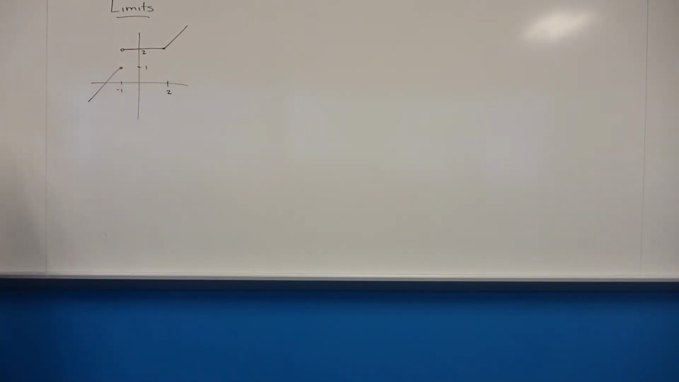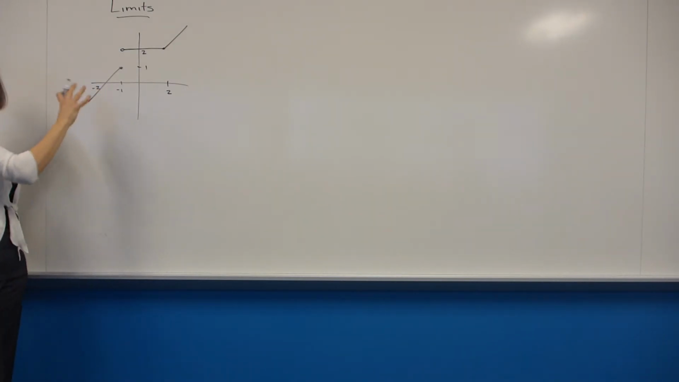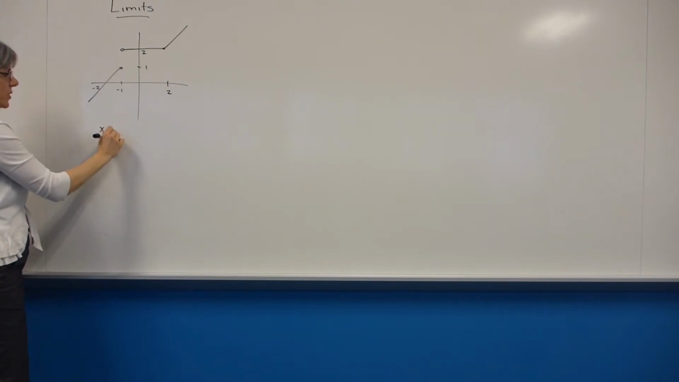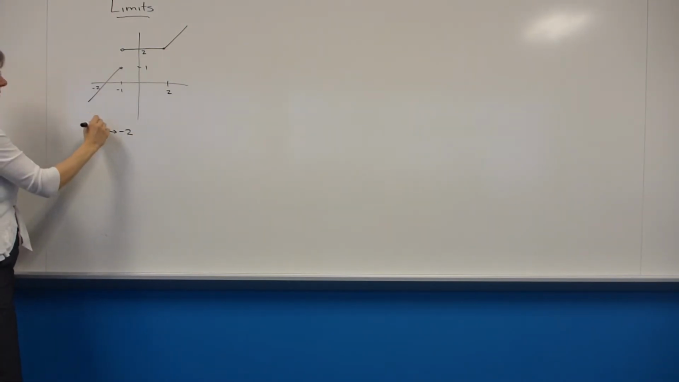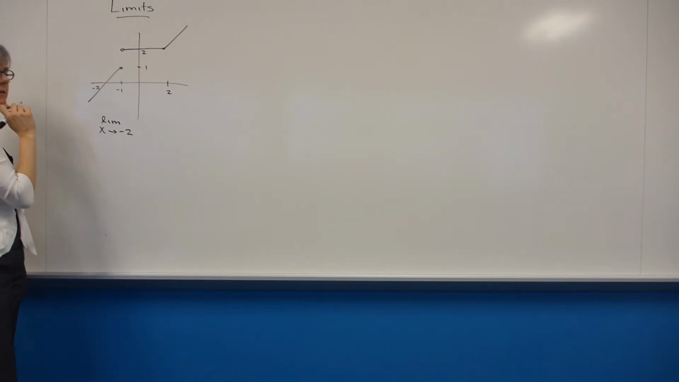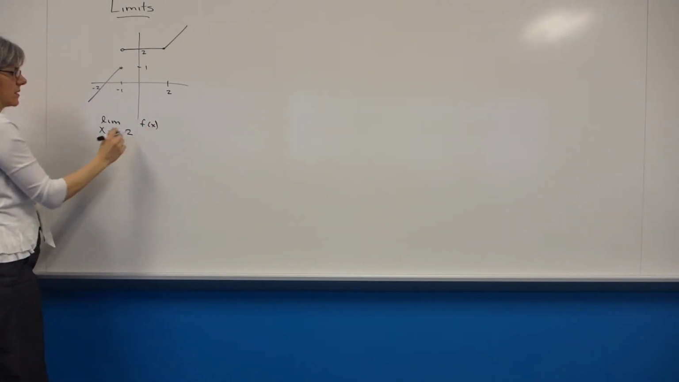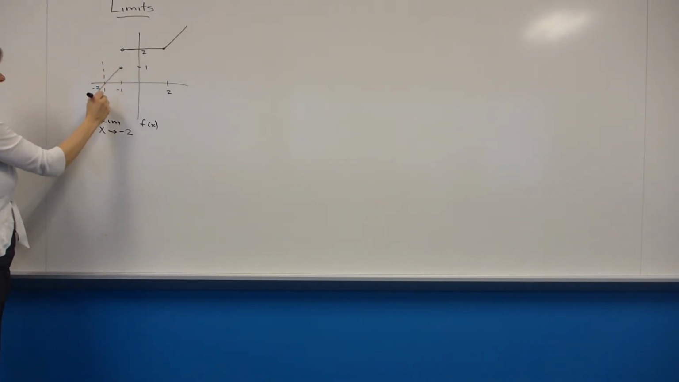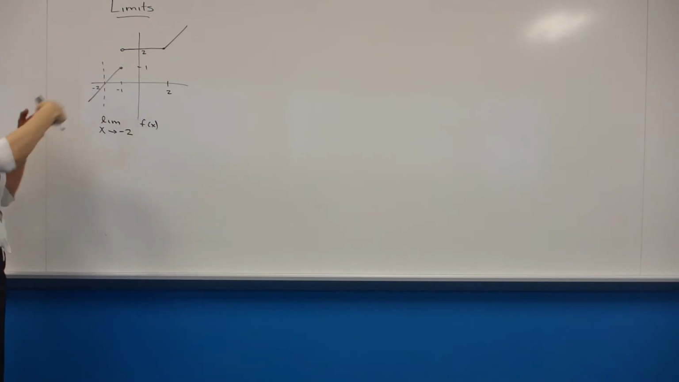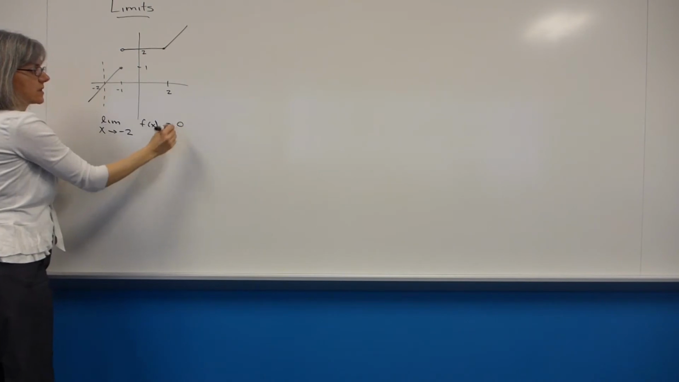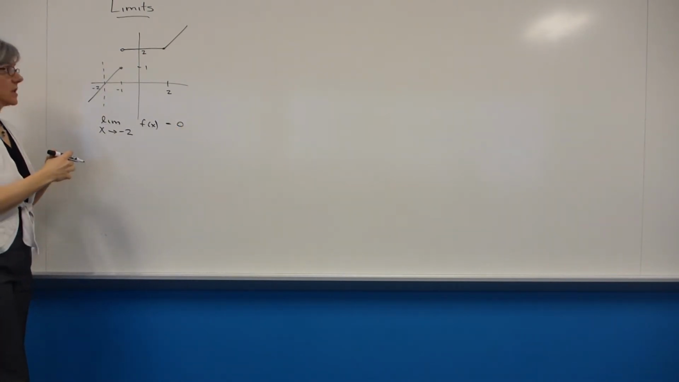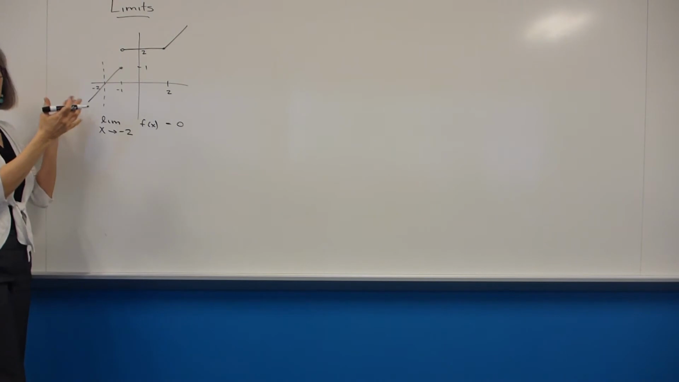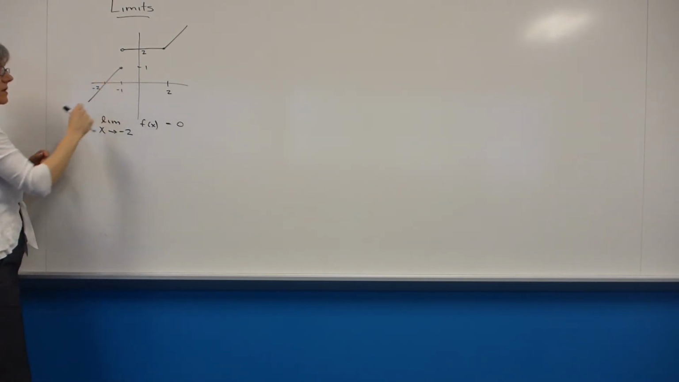If I'm interested in the limit as x approaches -2, what will the limit be? One way to do that is to draw a dotted line at x equals -2, and now look and see what the function's doing as it's approaching that line. Where is it going? 0. Is it continuous there? Yes. Is it differentiable? Yes, it's a straight line. So in this case, no problem.